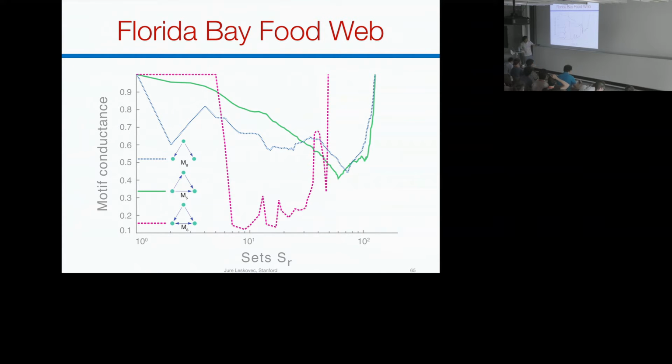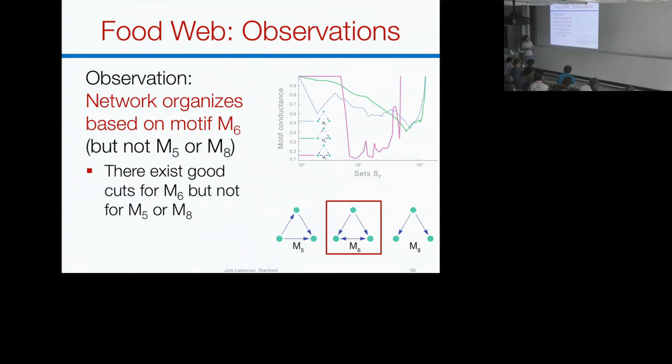And what do you see is the following. You see if I'm using M8 or M5, I don't get good clusters, right? There's no kind of sharp drops. But if I use this motif M6, I quickly find good cuts in the network, okay? So it seems that motif M6 is a useful motif. So what this tells me is that to find clusters, M6 allows me to identify these clean, good-looking clusters, right? And M5 and M8, they don't reveal kind of good clusters, okay? So it seems that this food web is organized based on this particular pattern.